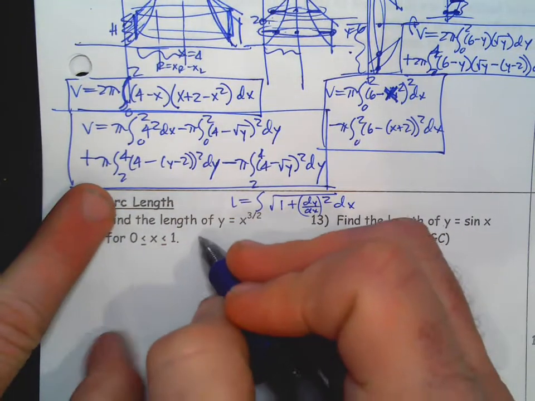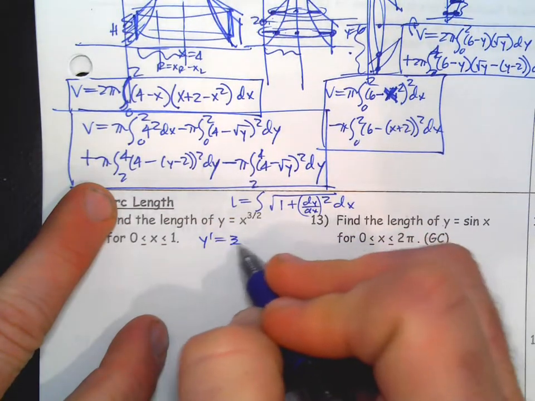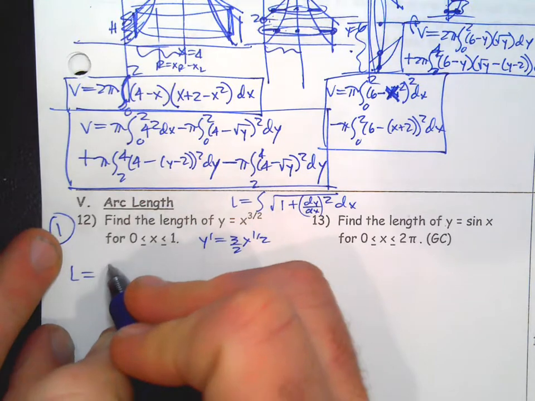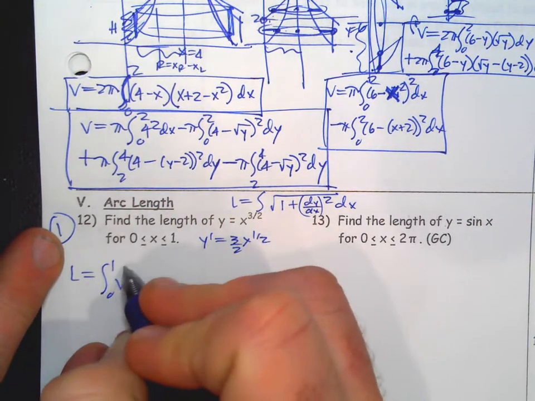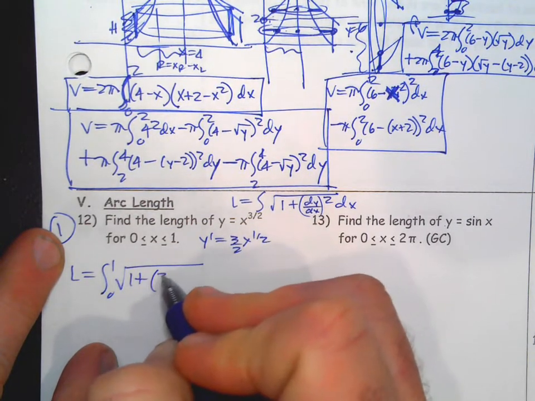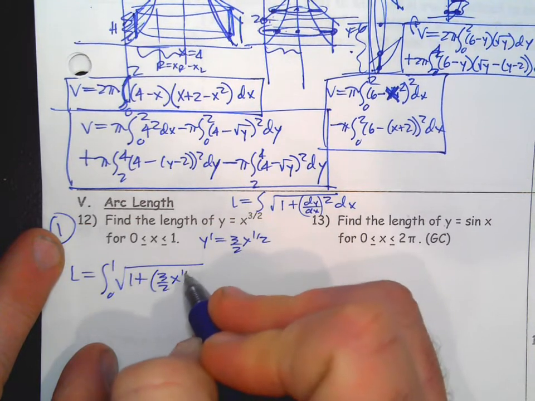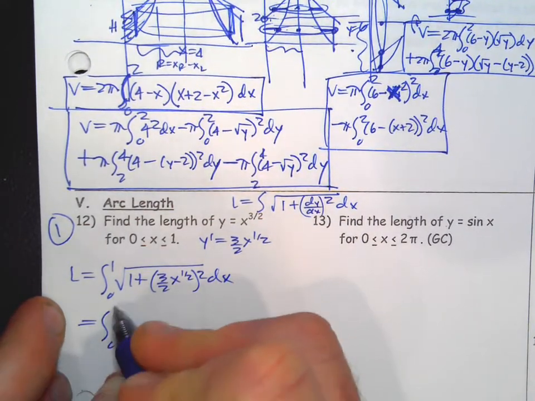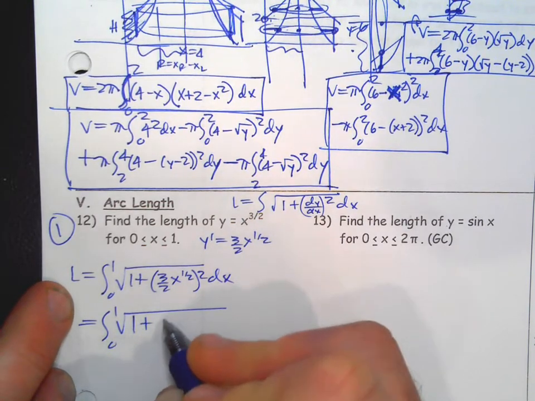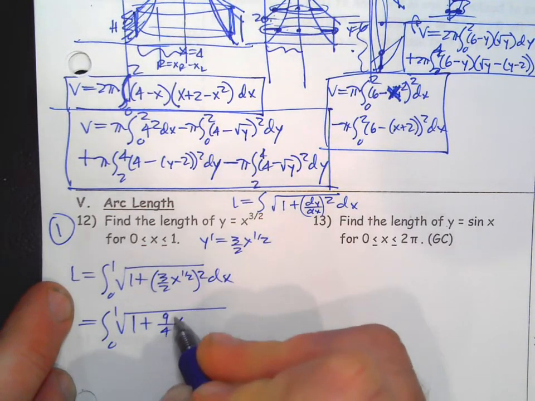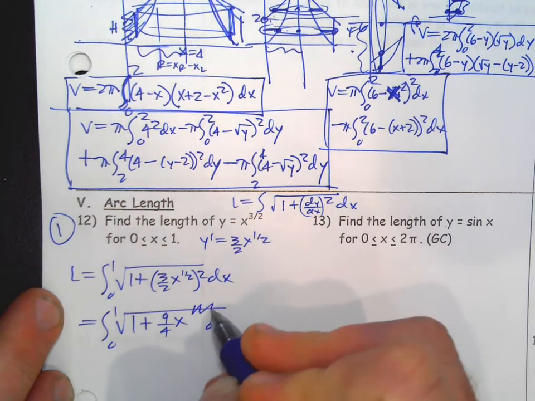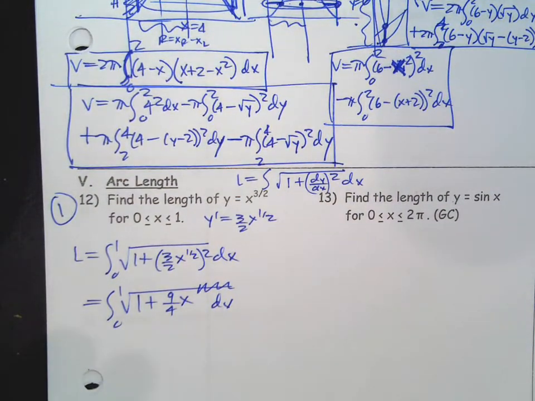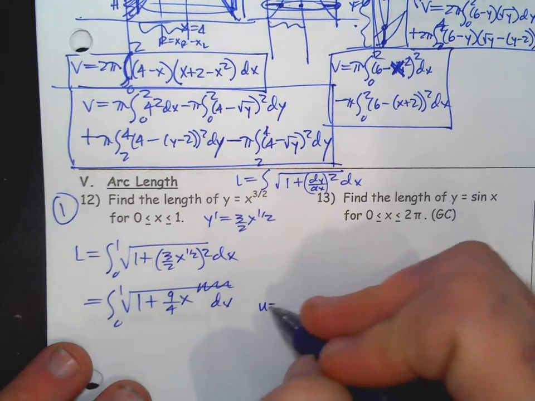So we do need to find the derivative: 3 halves x to the 1 half. And then we plug in the formula. We're going to go 0 to 1, square root of 1 plus 3 halves x to the 1 half, squared. And that's going to be 1 plus 9/4 x dx. And that's your setup. Now, if you want to integrate it, you would have to use substitution.